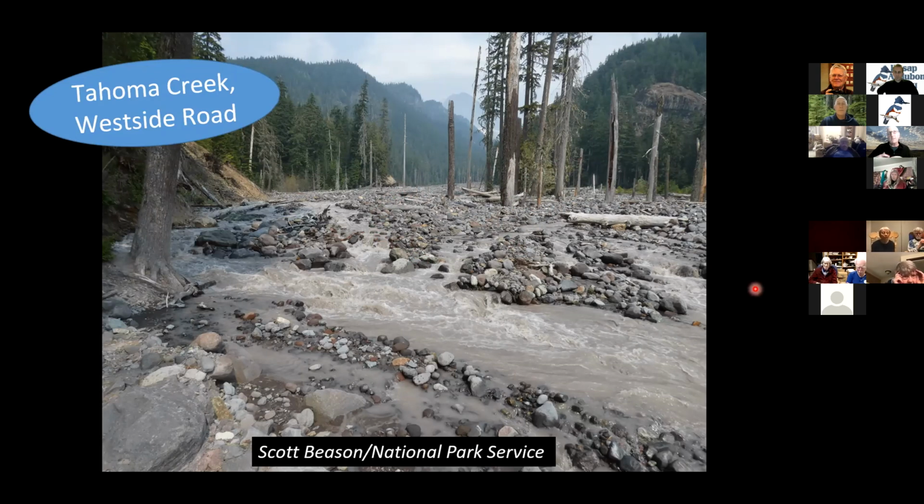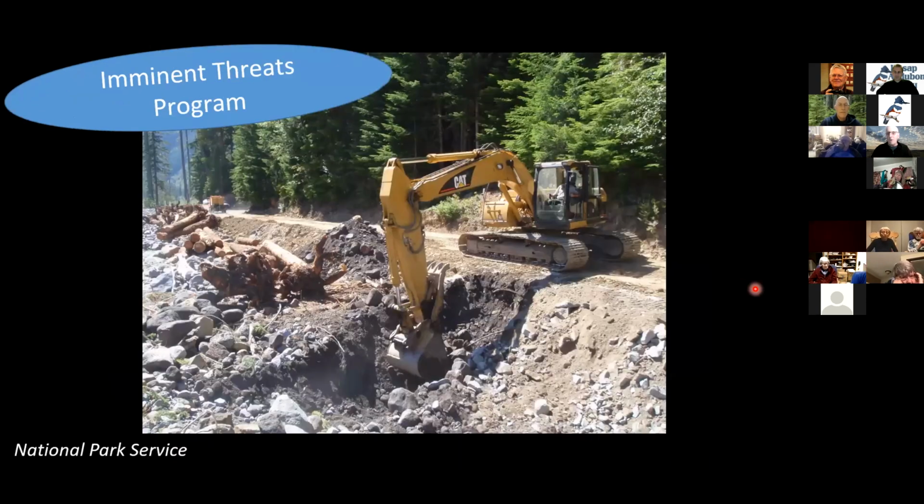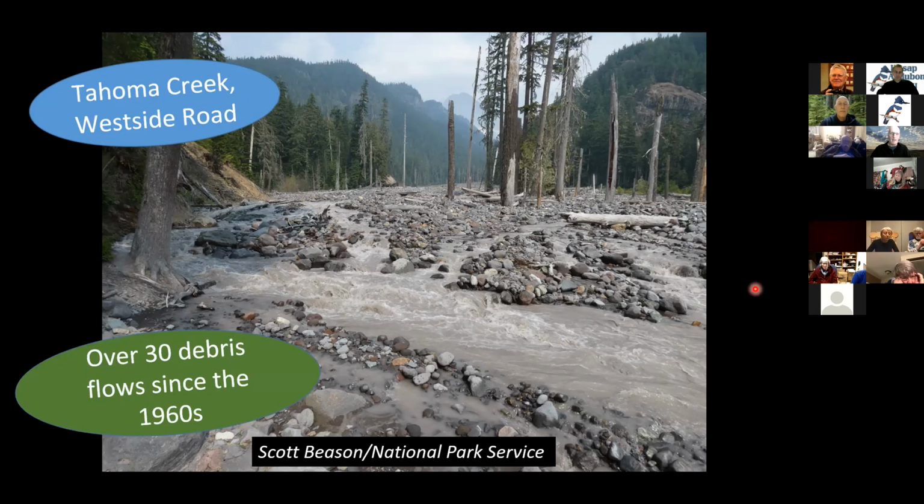Since we've had more and more melting on the upper mountain, we've had an influx of debris flows, over 30 coming down the mountain carrying snow and ice and water. Rock material has brought millions of cubic yards. Whoops, I hopped ahead of myself. Millions of cubic yards of material down Tahoma Creek.